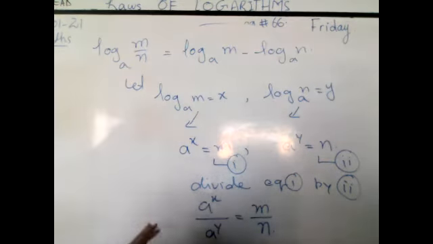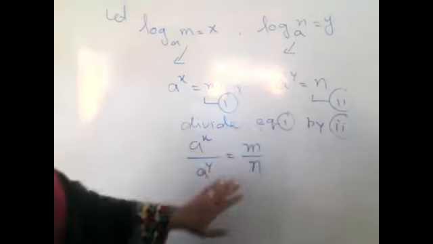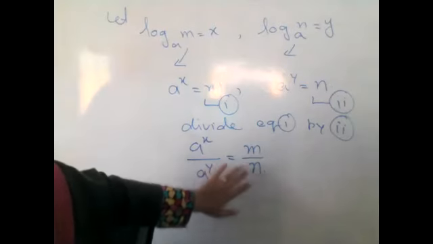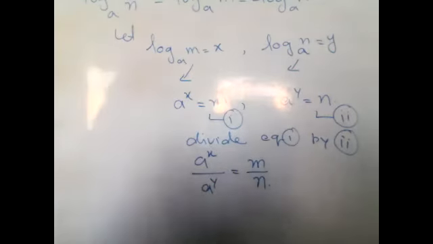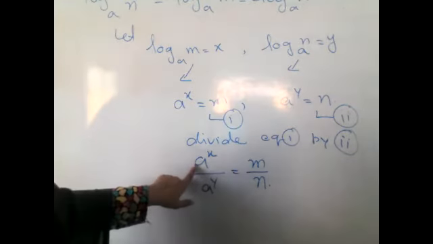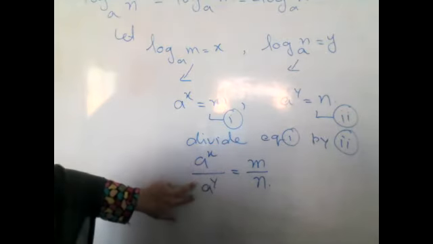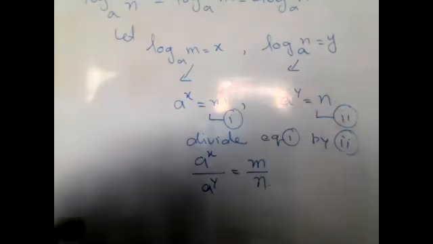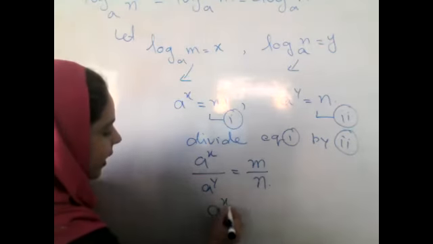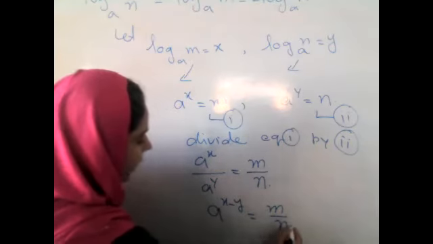Why are we dividing it? Because these are the left hand sides of these two equations and these are the right hand sides of these two equations. Now again, what do we have to do? We will use the laws of exponent. If the bases are the same and they are dividing each other, then x plus y, going up, what will it become? Minus y, and you will get a^(x minus y) is equal to m over n.